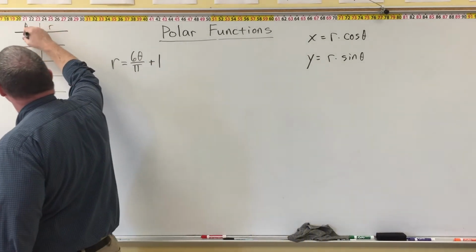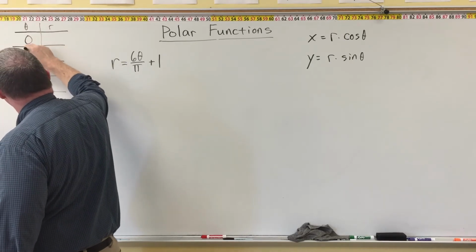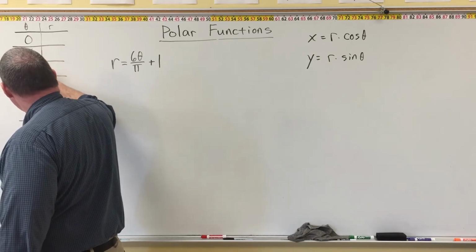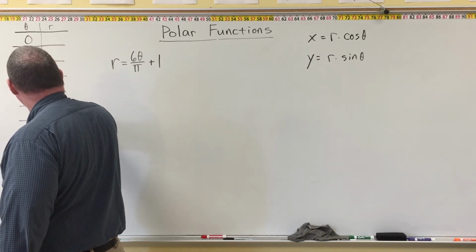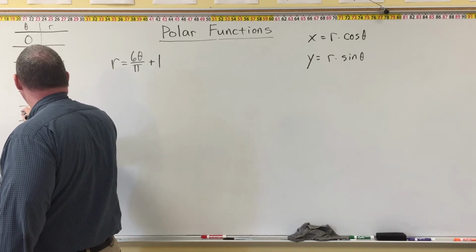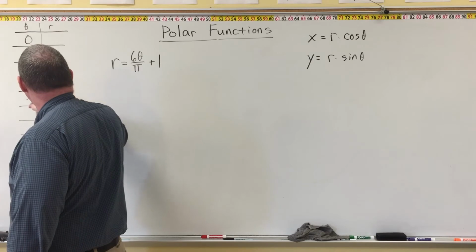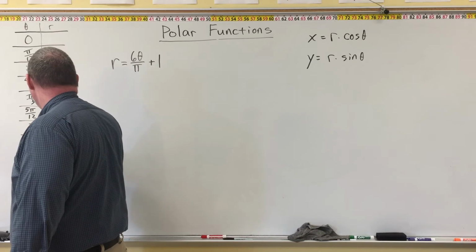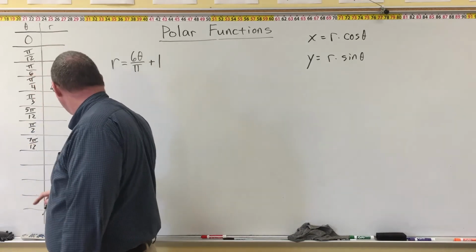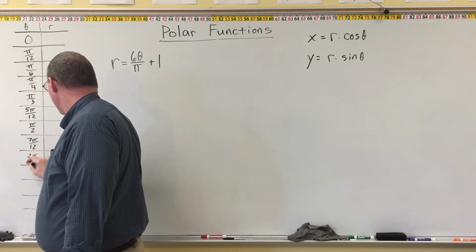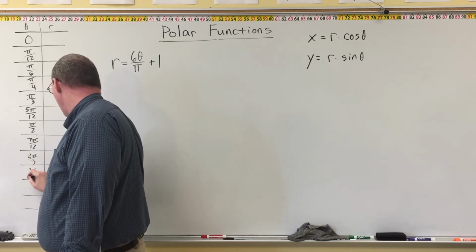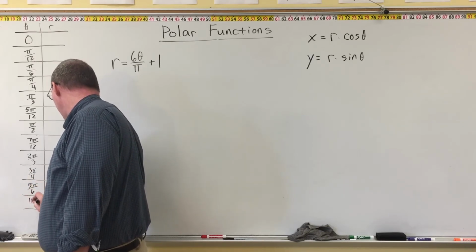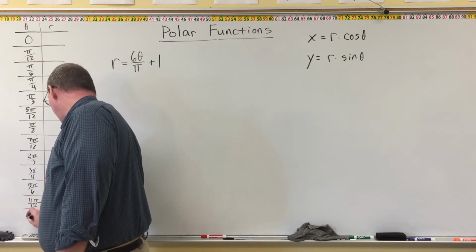I actually want to start at 0, and I want to also do over 12s. So I want to do pi over 12, then 2 pi over 12, which would be pi over 6, then pi over 4, then pi over 3, then 5 pi over 12, then pi over 2, then 7 pi over 12, then 2 pi over 3, then 3 pi over 4, then 5 pi over 6, 11 pi over 12, and then pi, okay?